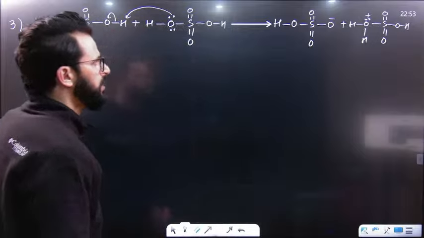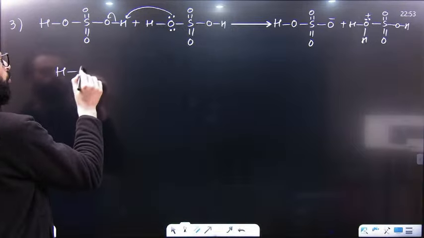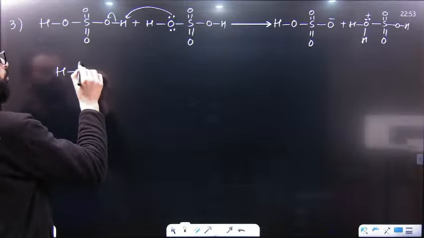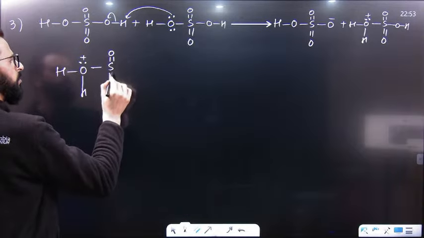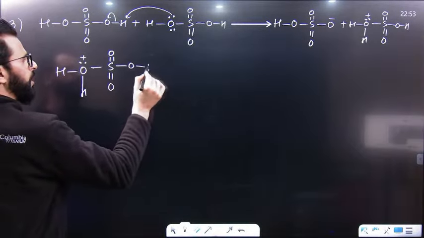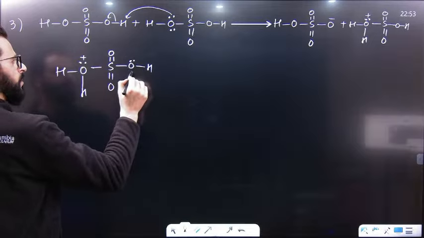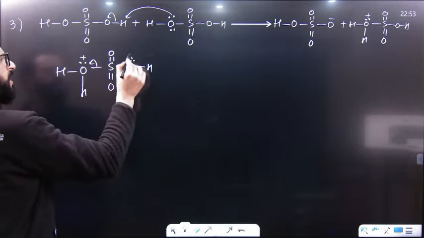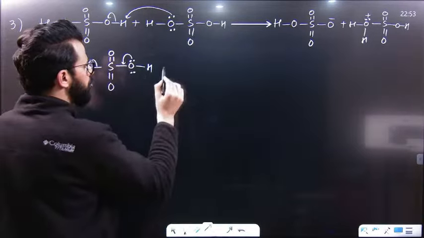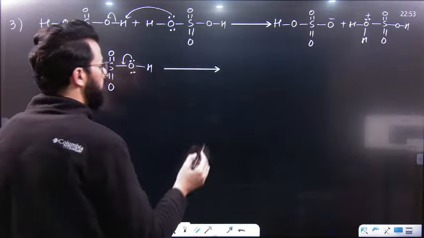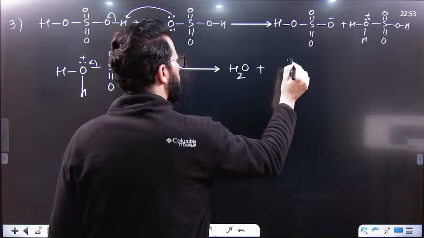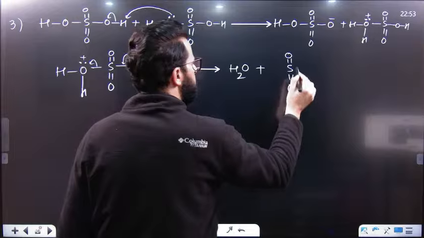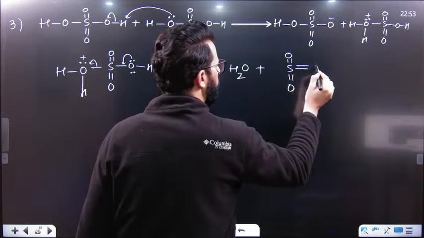Have a look. That HOH is now a good leaving group because O is having a positive charge, S double bond O, single bond O, single bond H. What will happen over here? This will leave and it will form a double bond over here. So what will be the product over here? The product will be water plus S double bond O, single bond, then double bond O, single bond H.